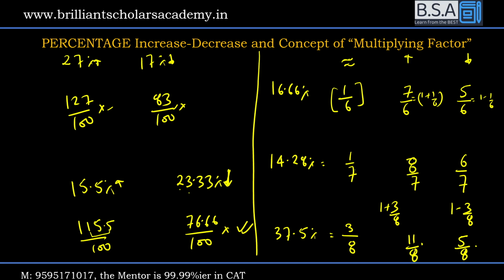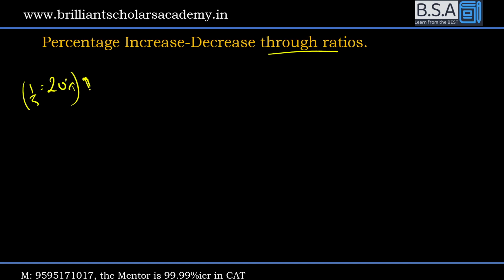Let us say I'm looking for 20% increase. 20% is 1 by 5. I'm looking for more increase, so 6 by 5, simple enough. I'm looking for 33.33 percentage decrease. What is it equal to? It is equal to 1 by 3. I'm looking for decrease. What will be the value?